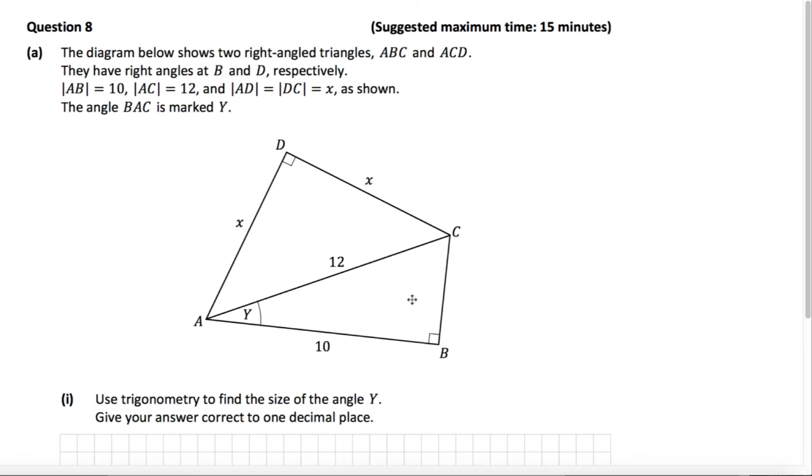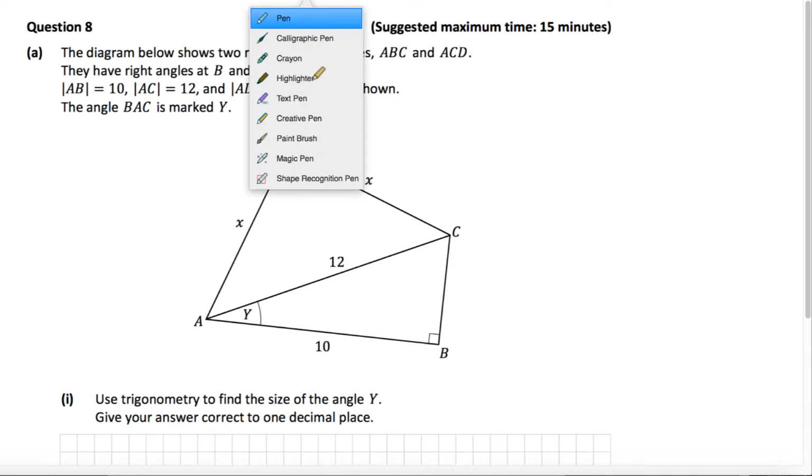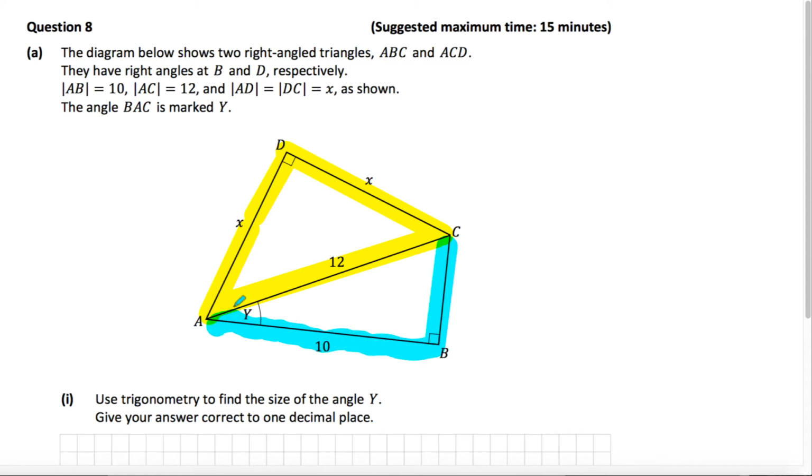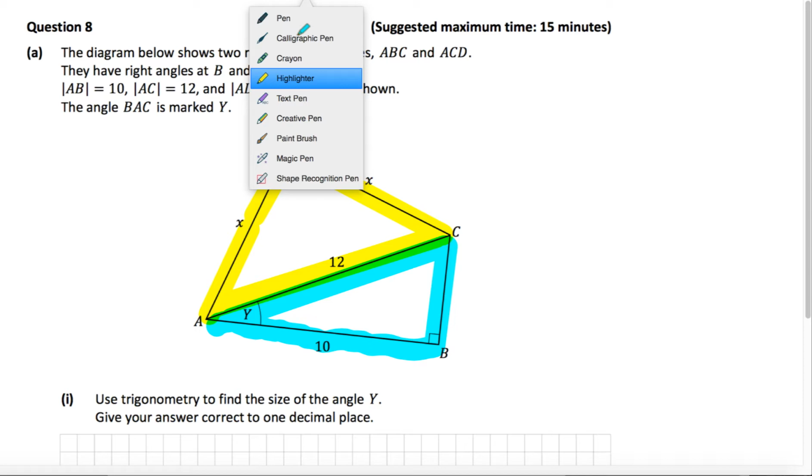Okay, well, seeing as there's two right angled triangles here, I'm just going to highlight them in different colors just so we're clear. So you can see triangle ADC there, and we'll just go with another color then for the triangle ACB, which is here. Okay, so it just makes things nice and clear.